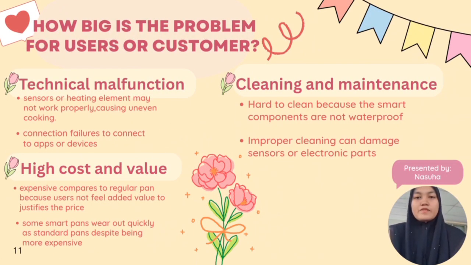Smart fan has some problem for users. Smart fan are made to help with the cooking, but they also have some issue. First, technical problem. Sometimes the sensors or heaters in the fan doesn't work properly. This can cause the food to cook unevenly. Some parts get overcooked and other parts are undercooked.